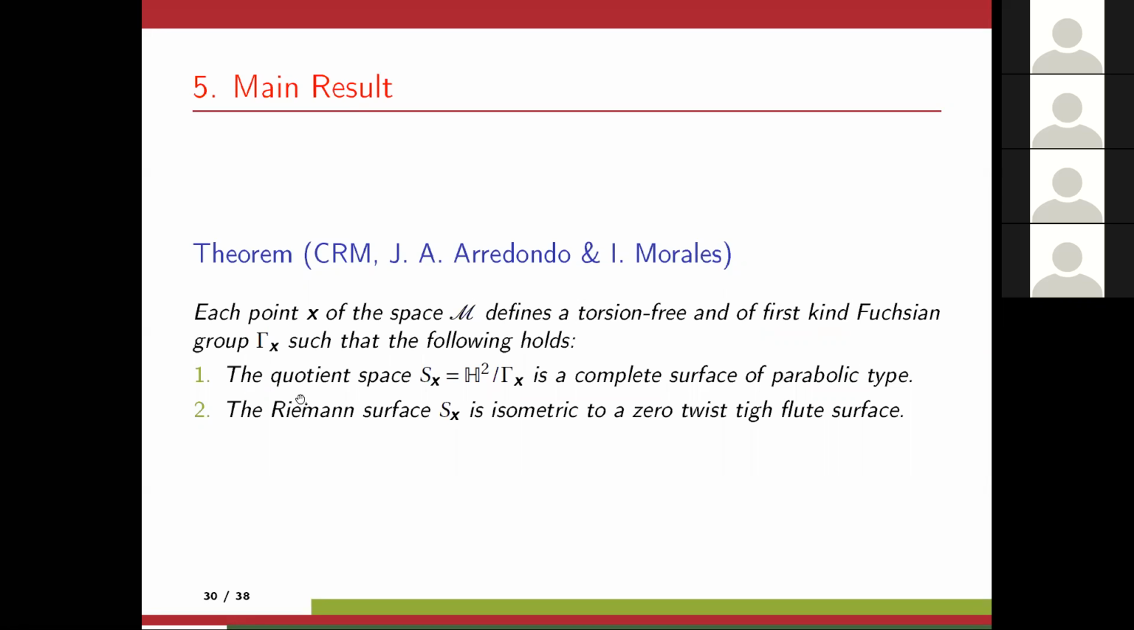Then each point in M defines a torsion-free Fuchsian group Gamma x of the first kind such that the following conditions hold. The quotient space, the hyperbolic plane by the Fuchsian group Gamma x, is a complete surface of parabolic type. The Riemann surface is isometric to a zero twist type flute surface. This theorem means that the space M is a moduli space of our construction in the proof of the main result.